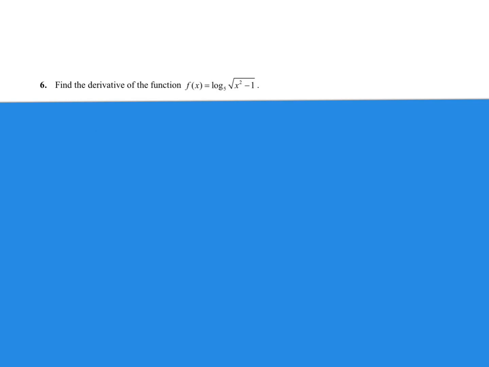f of x is log base 5. Whenever I write capital letters natural log, it refers to the base e. Here is log base 5 of the square root of x squared minus 1. So you know that the 1/2 can come up as an exponent. So it's the same thing. So we need to find the derivative.